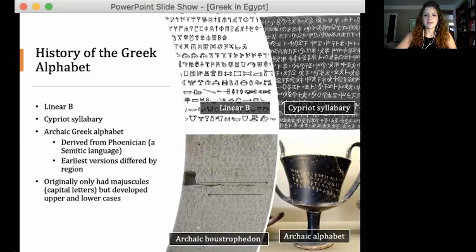The earliest form of the Greek alphabet as we know it emerged in the 9th century BC, but then we have a period in Greek history known as the Dark Ages, during which there were no texts. After the Dark Ages, we start to see texts written in archaic versions of the Greek alphabet as we know it.